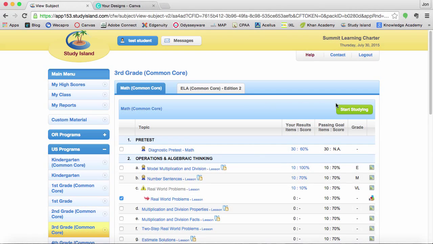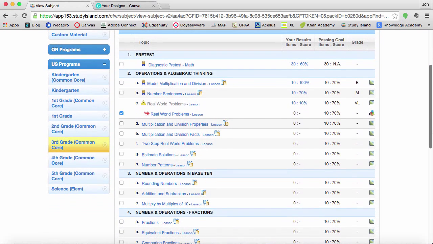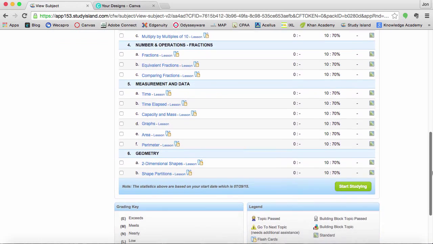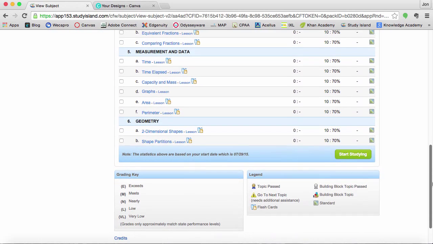So here we are. Here's what is all under for math and Study Island. If I scroll down, you can see we start off with a diagnostic pretest, and then we have a lot of different lessons laid out for the full year. At the very bottom is an answer key to help me understand what types of grades I'm getting on assignments and what different icons are showing next to each lesson as well.